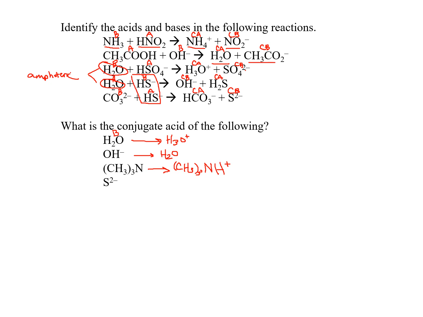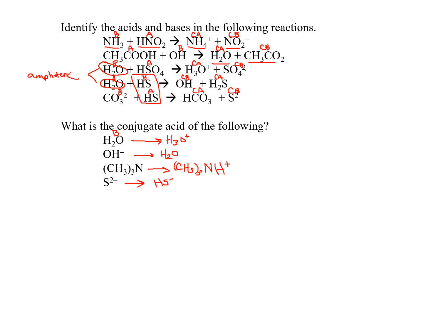Did you figure it out? So if I accepted an H positive onto S negative 2, the positive would bring the negative 2 down to -1. And so you'd have HS, and instead of -2, it would just be -1.